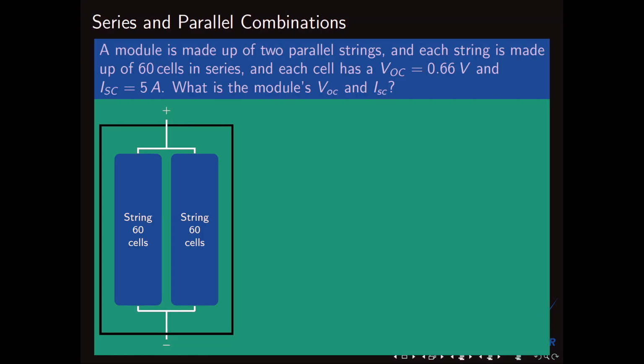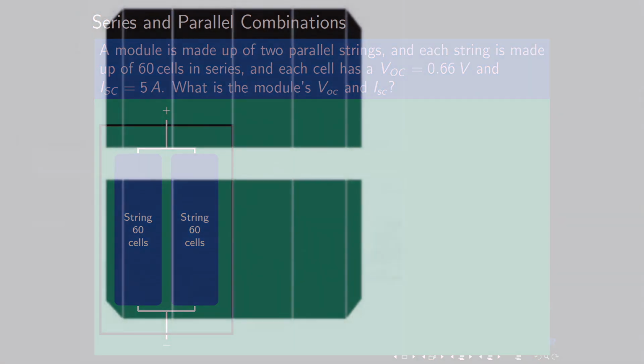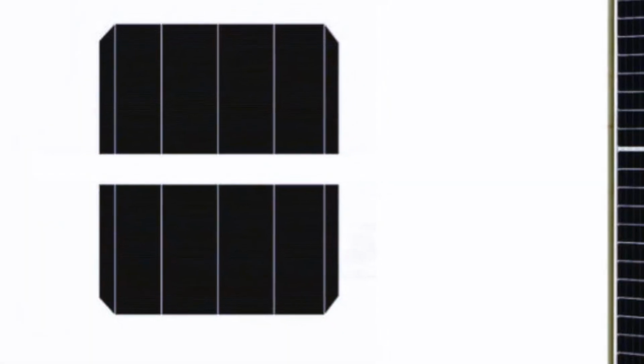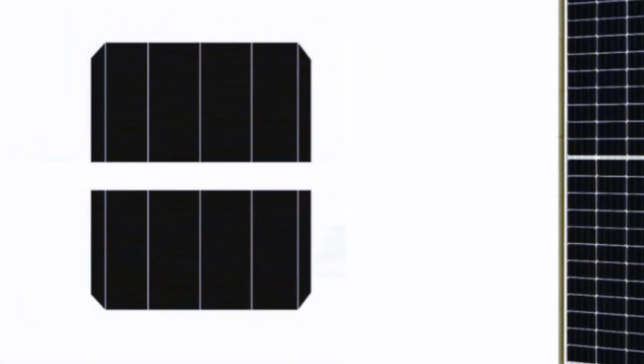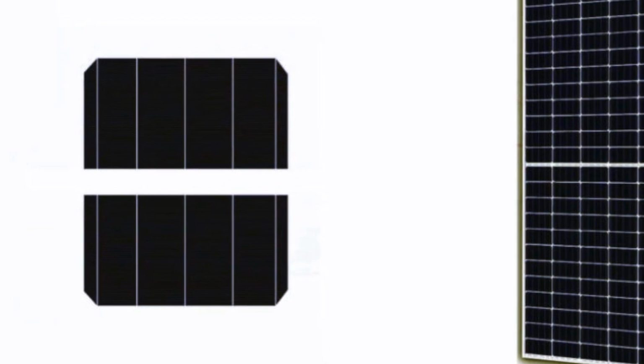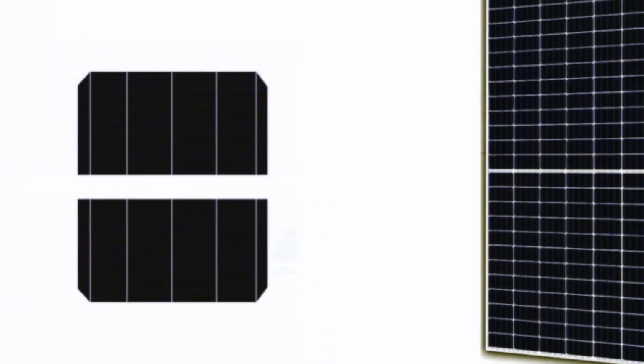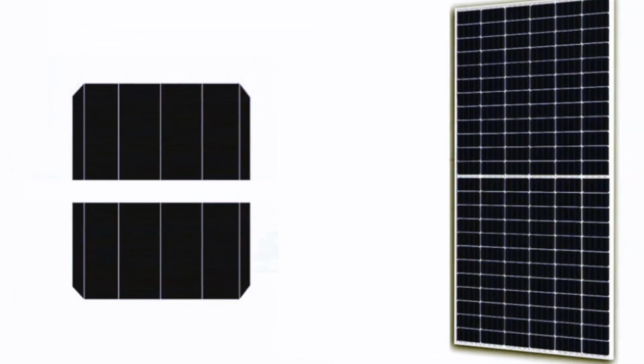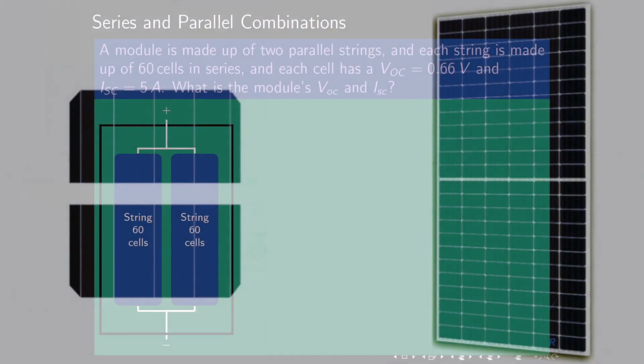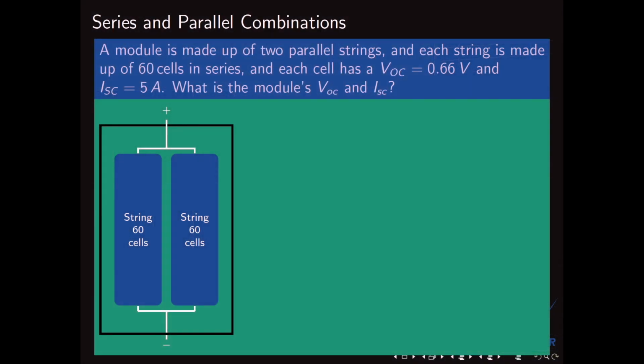So now that we know how to combine in series and parallel, let's try to determine this module's open circuit voltage and short circuit current given the following configuration. This is actually what's called a split cell module, which is becoming more and more popular these days. With split cells, what we do is we split a cell in half, and instead of having just a single string of 60 or 72 cells, we have two strings of 60 or 72 cells. In this example, we have a split 60 cell.